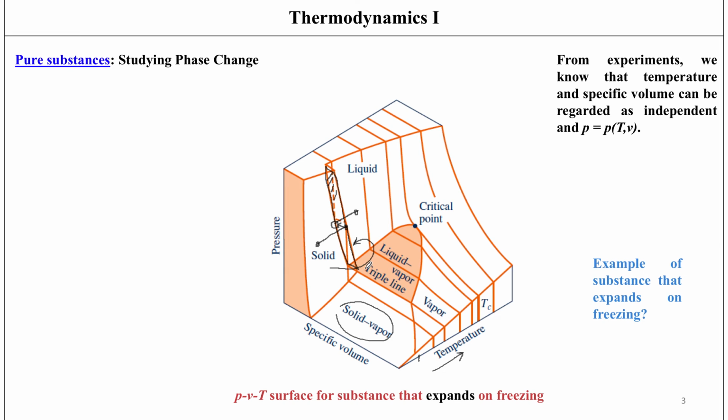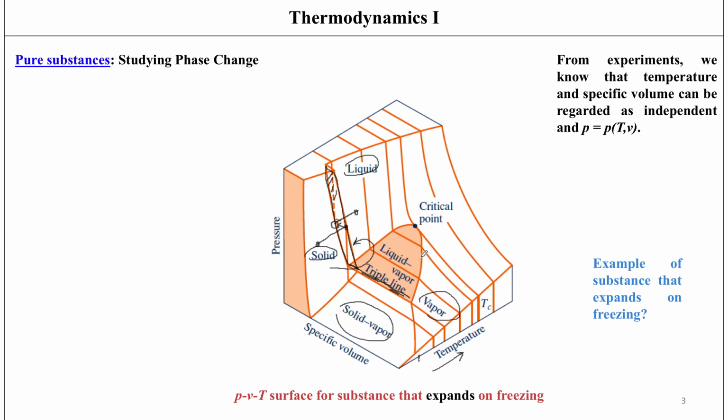And the triple point here, or the triple line here, sorry, this triple line indicates the line where all three of these phases, solid, liquid, and vapor, all three of them can coexist together in equilibrium at this triple line.